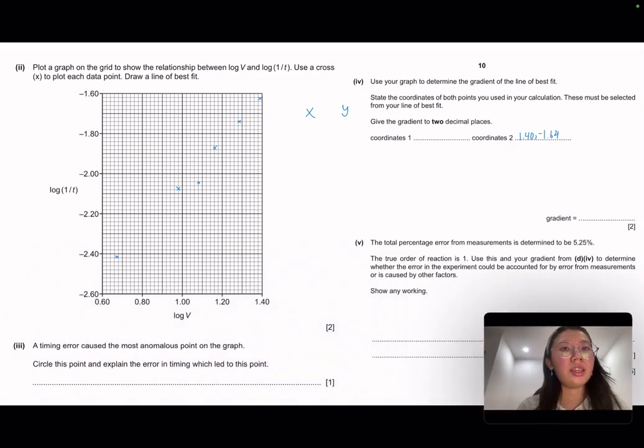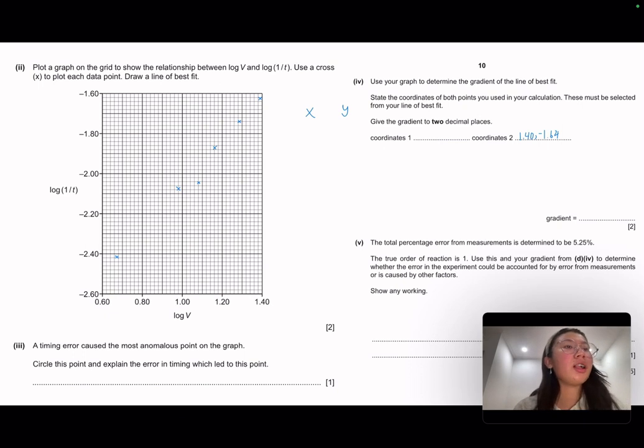Alright, okay. Plot a graph on the grid to show the relationship between log v and log 1 over t. Use a cross X to plot each data point. Draw a line of best fit. As you can see, I tried plotting some points, but it's not complete, because I was using Keynote and it's impossible to draw the line of best fit. So I will fix this later on.